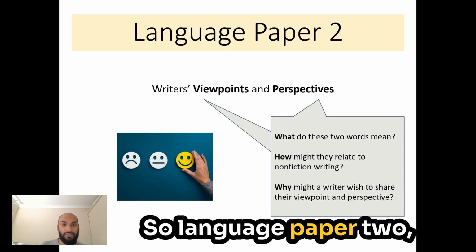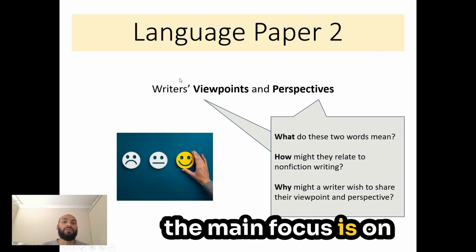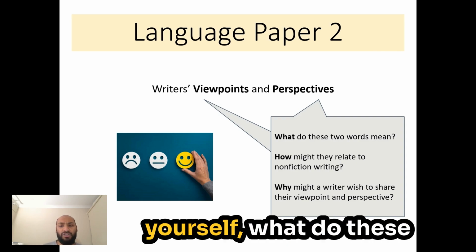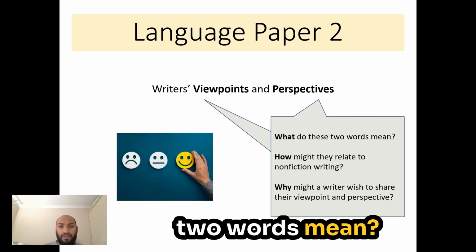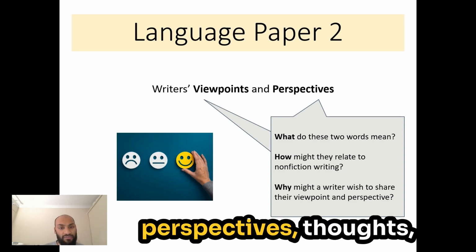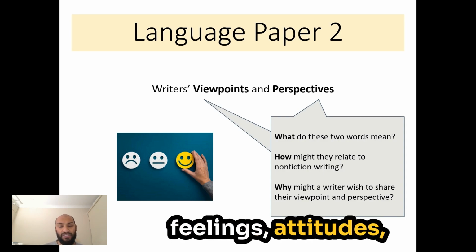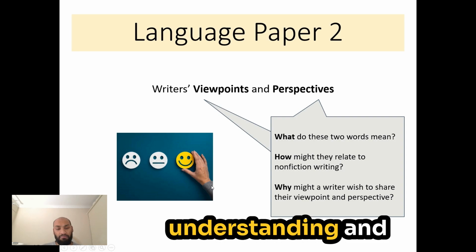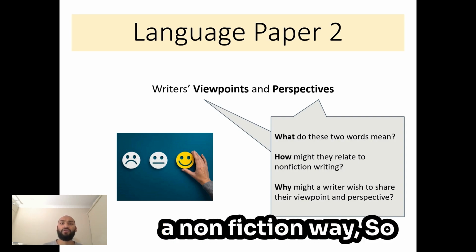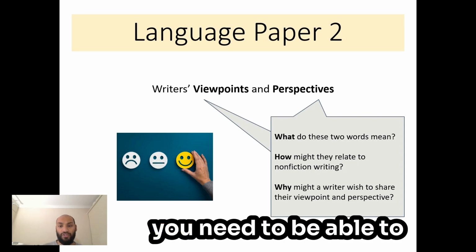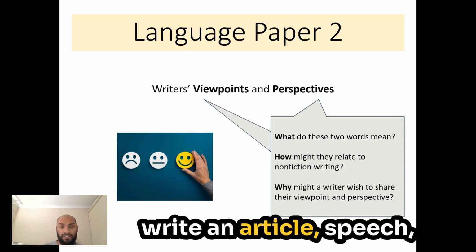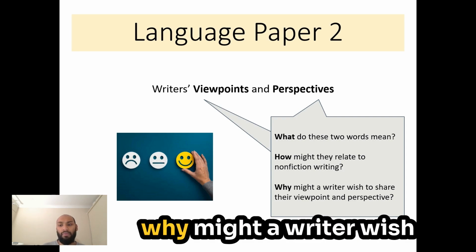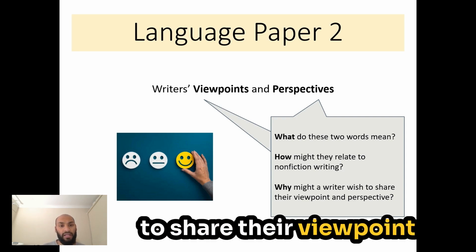So Language Paper 2, the main focus is on the writer's viewpoints and perspectives. It's important to ask yourself, what do these two words mean? Because viewpoints, perspectives, thoughts, feelings, attitudes, these words interlink. The paper is testing your understanding and your ability to write in a non-fiction way. So you need to be able to write an article, speech, newsletter. It's also important to think about, why might a writer wish to share their viewpoint and perspective?